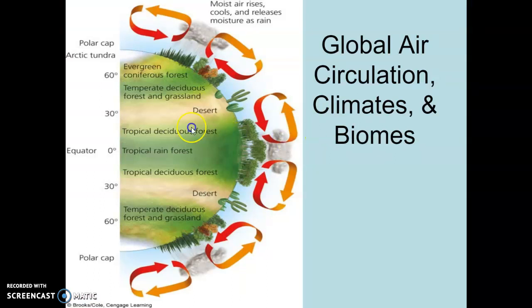So here you can kind of see, I like this picture too, the different cells. Which would these be? Your Hadley cells. Good job. So you can see the Hadley cell movement, the Ferrel cell movement, and the polar cell movement, and how these relate to some of the different biomes. Now notice where there's this gap, that's where our deserts tend to be. Yeah, it's pretty interesting.